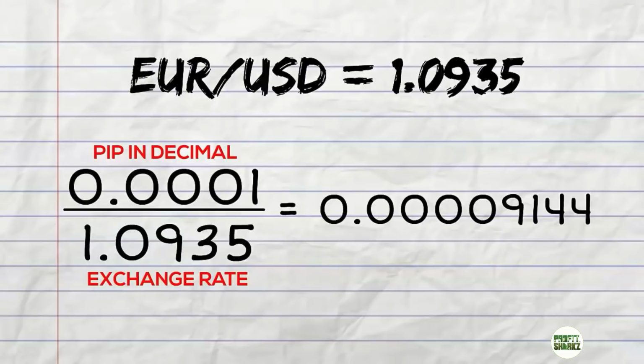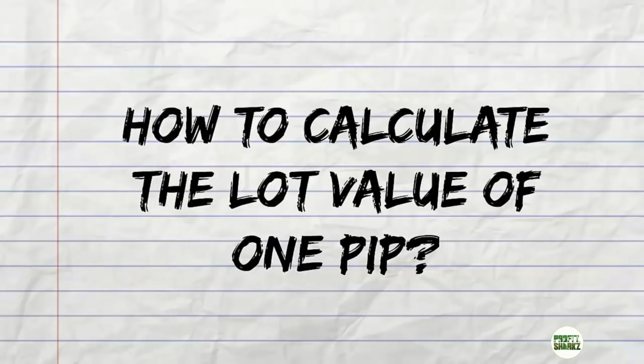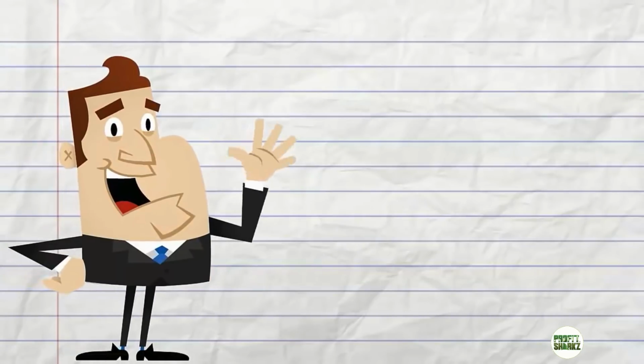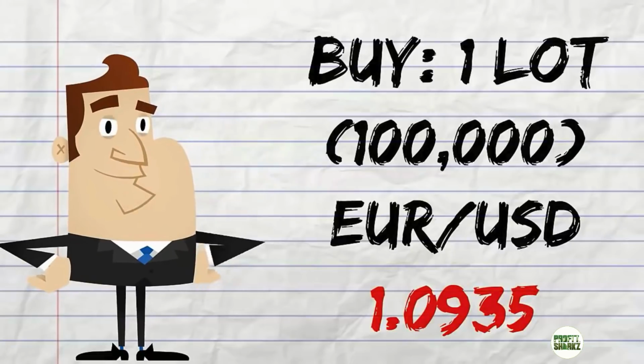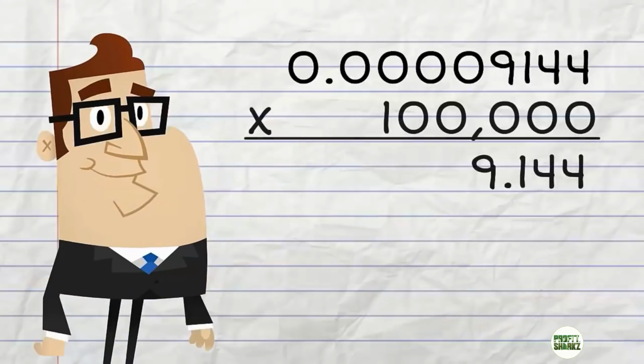So how do you calculate the value of one pip? Well, what you would do is you would trade a standard lot, which is 100,000 units of EUR/USD at the exchange rate of 1.0935, and multiply it by 100,000, which would give you 9.144 of that particular currency.